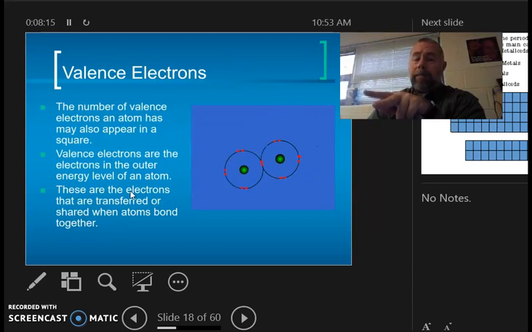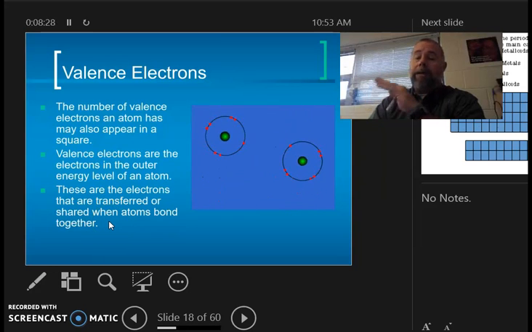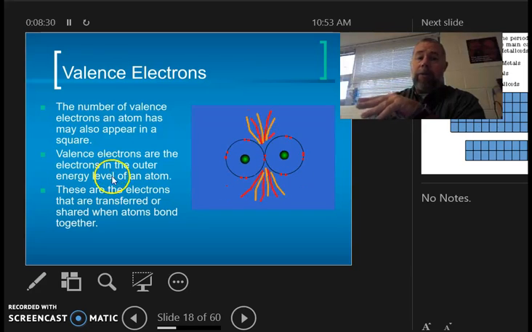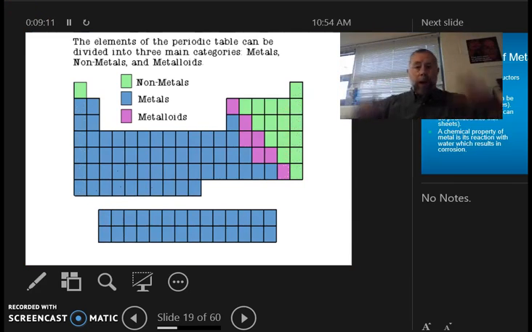What makes them so important is the way these different elements come together for compounds is they share. These are the electrons that are transferred or shared when atoms bond together. That's huge. You need to know this part to know this part. Okay? All right, this is huge, people. This is big. Need you to understand this. You're going to have to look at it a couple times to make sure you understand it. This is sort of your first look at it.